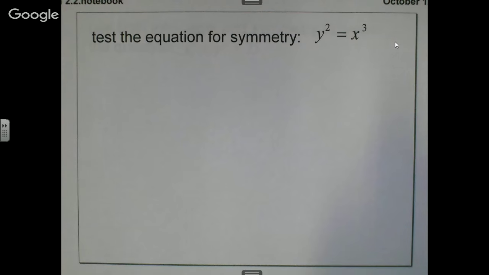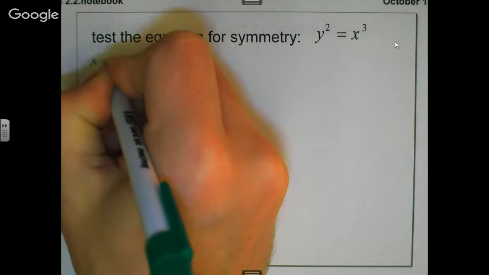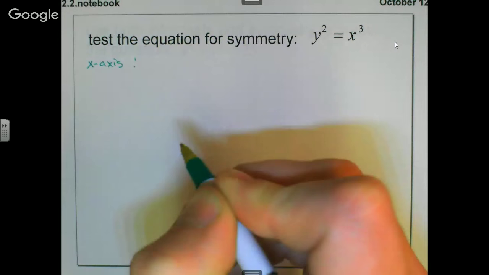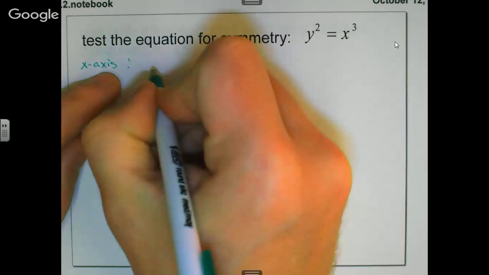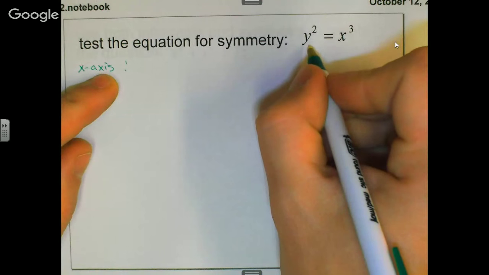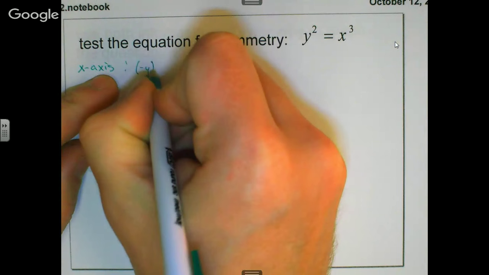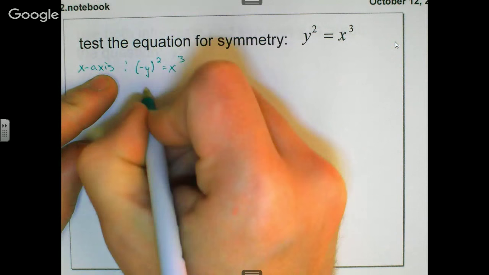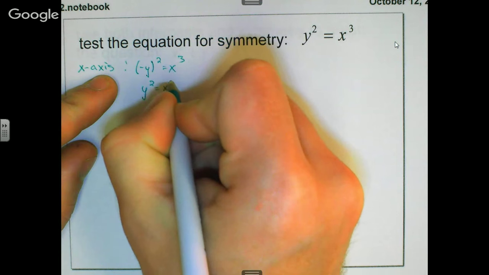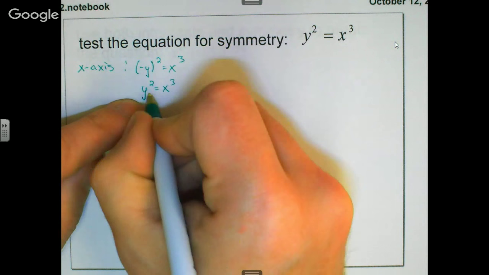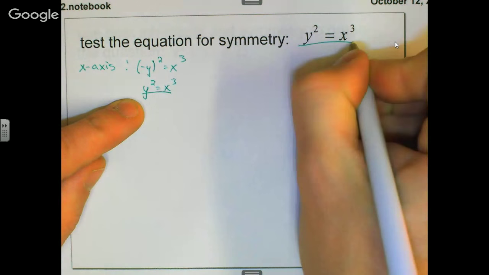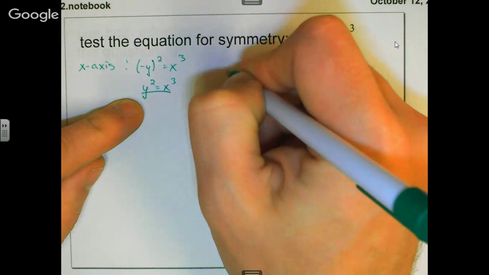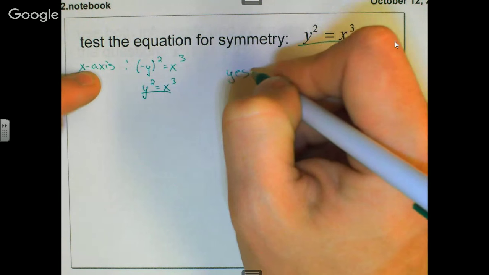Okay, so we'll look at x-axis. In order to do that, we take a y and plug in negative y. Negative y times negative y is y squared equals x cubed. So notice the equation didn't change, so it does have x-axis symmetry.